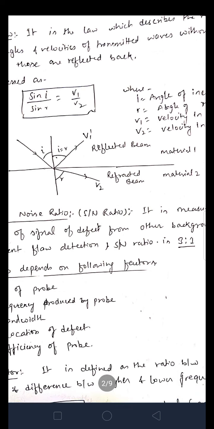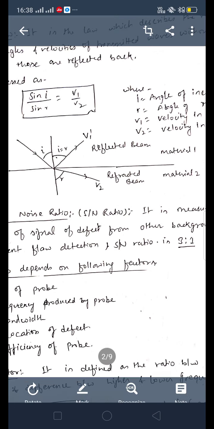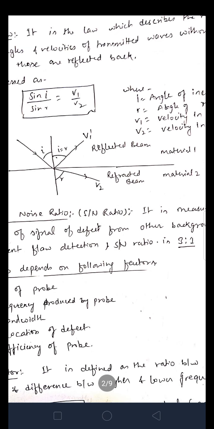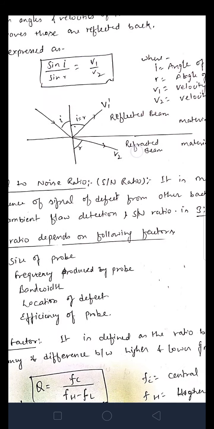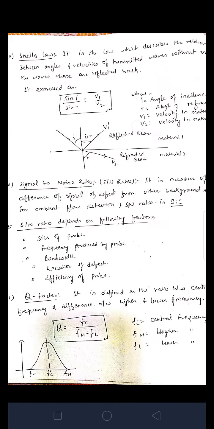So try to understand what I want to say. If any ray with angle I is incident on the object, material 1, some waves are reflected and some are refracted. So the refracted beam is here and the reflected beam is here. So sin i upon sin r equals v1 upon v2, where i is the angle of incidence, r is the angle of refraction, v1 is the velocity in material 1 and v2 is the velocity in material 2. So this is Snell's law.